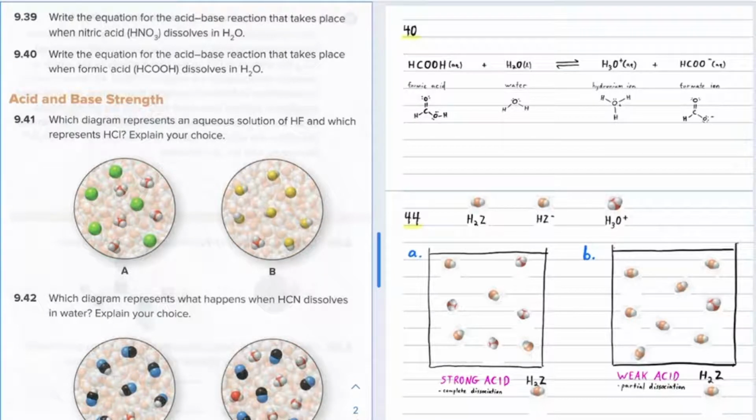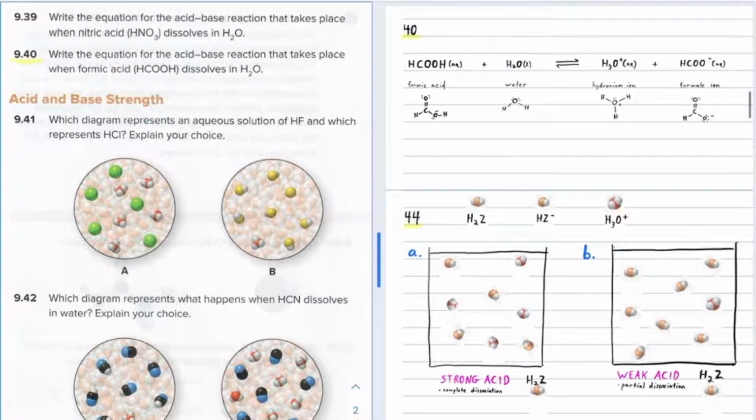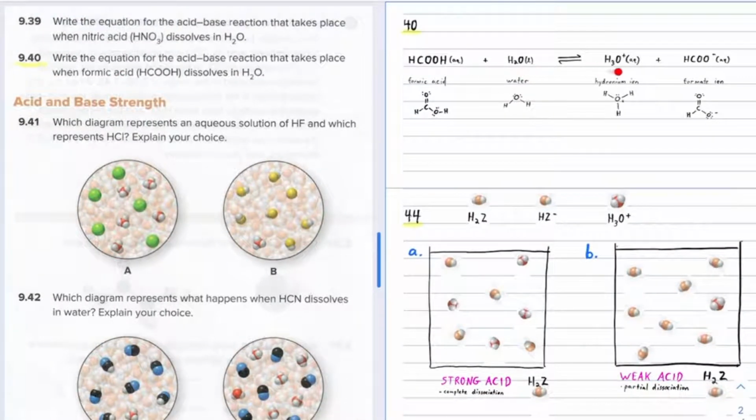Number 40, write the equation for the acid-base reaction that takes place when formic acid dissolves in water. Here is the answer right here. There's the chemical equation that takes place. Let's just explain it a little bit.